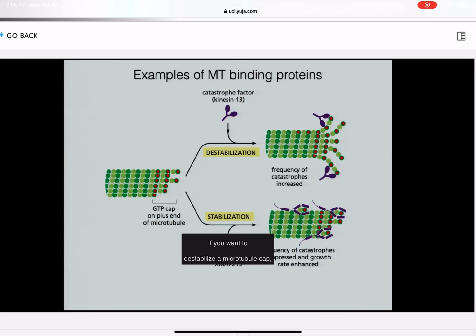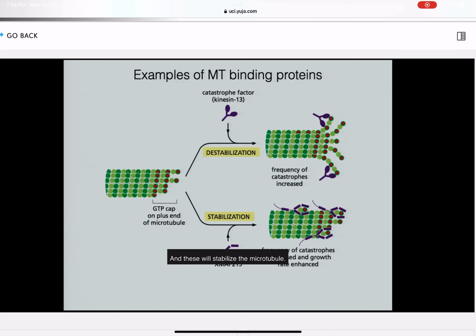All right. So here are some examples of microtubule binding proteins. Here's the microtubule. It has a GTP cap. If you want to destabilize a microtubule cap, you could have some proteins, like for instance, kinesin 13. It can bind to the GTP-bound form of the heterodimer, and it peels it away. And if you peel enough of it away until you get to the GDP-bound portions, it'll then enter catastrophe.